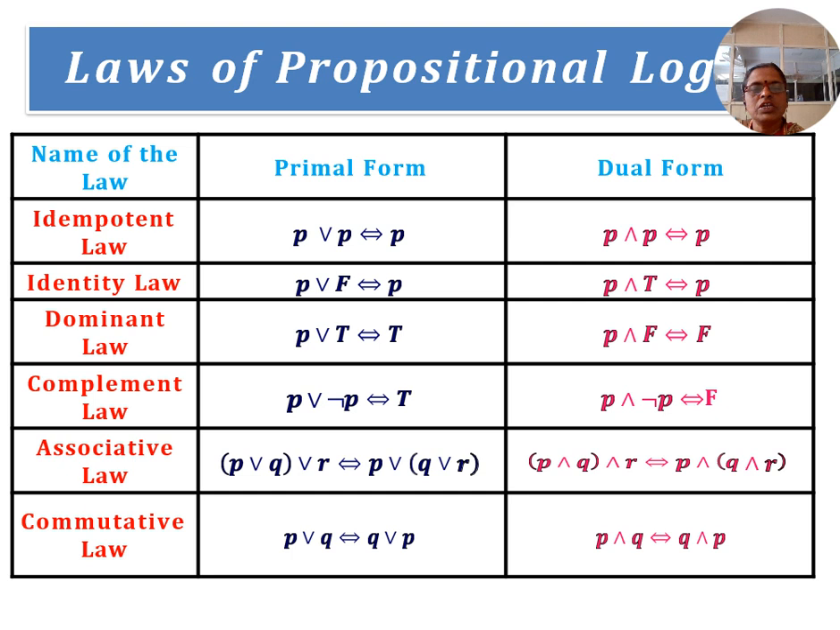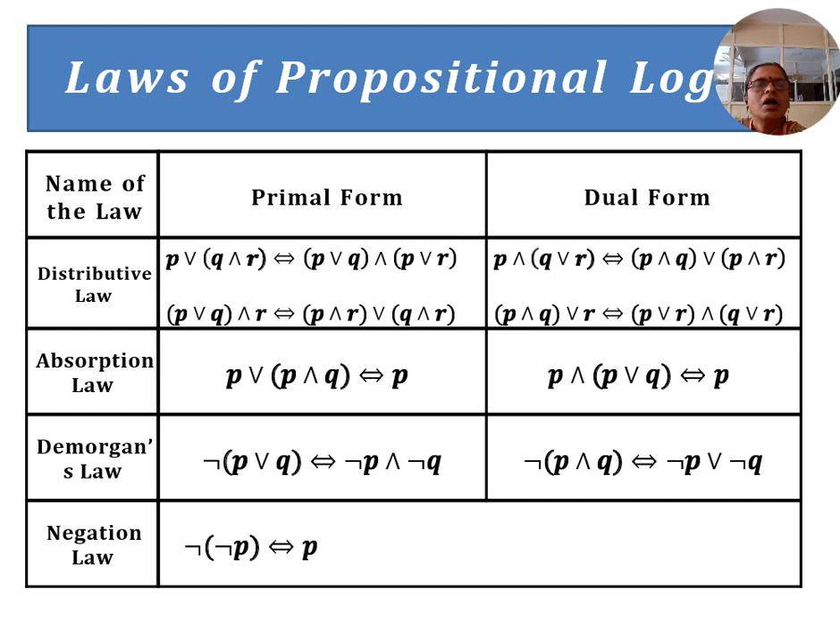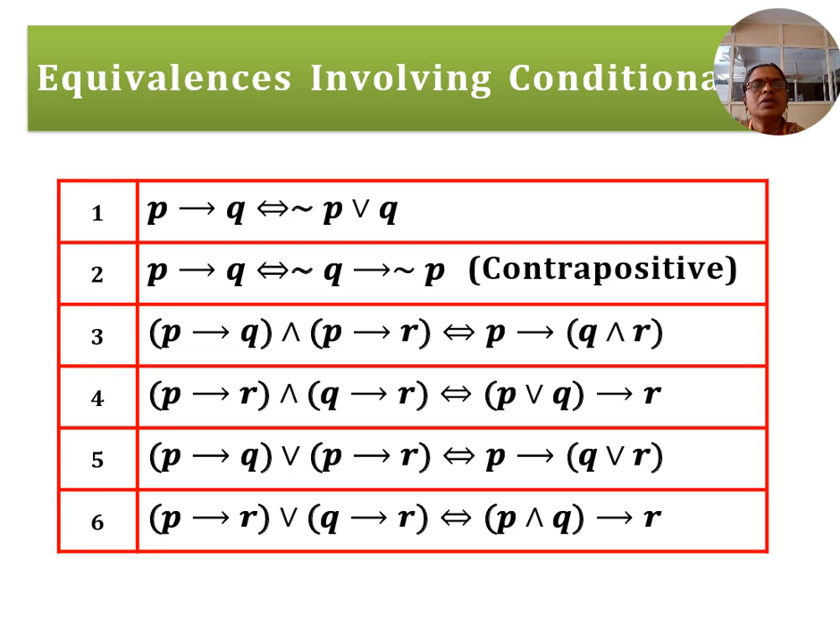Associative law: P or (Q or R) is equivalent to (P or Q) or R, and similarly for conjunction. Commutative law: P or Q is equivalent to Q or P, and for conjunction, P and Q is equivalent to Q and P. Distributive law. Next, absorption law. De Morgan's law is important. Negation of (P or Q) is equivalent to negation P and negation Q, and in a similar way, negation of (P and Q) is equivalent to negation P or negation Q. Then double negation: negation of negation P is equivalent to P.